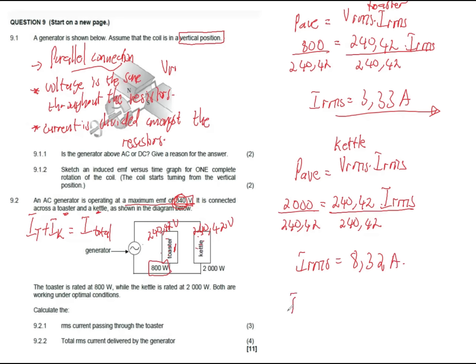And now for the total current, the total IRMS current. So let me write IRMS total. It's going to be 3.33 plus 8.32. And then let's check now. 3.33 plus 8.32 is going to give us 11.65 amperes. Right. And that's how we tackle that one. So 11 marks in the bag.